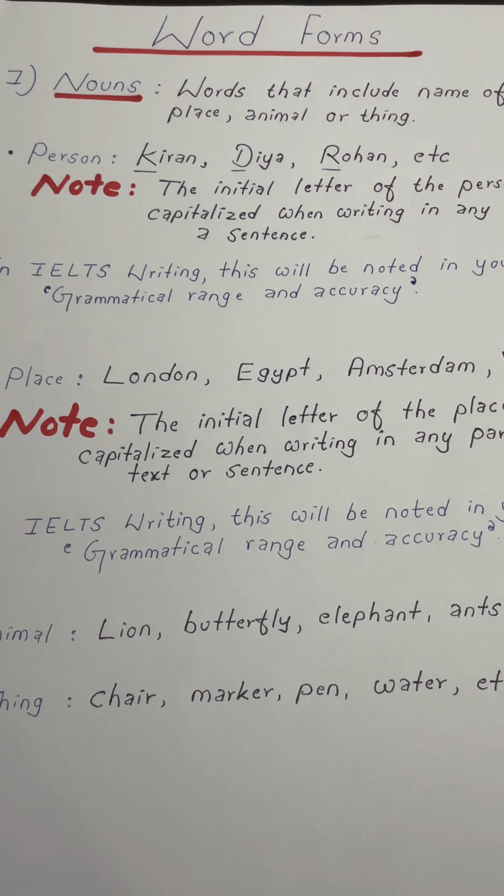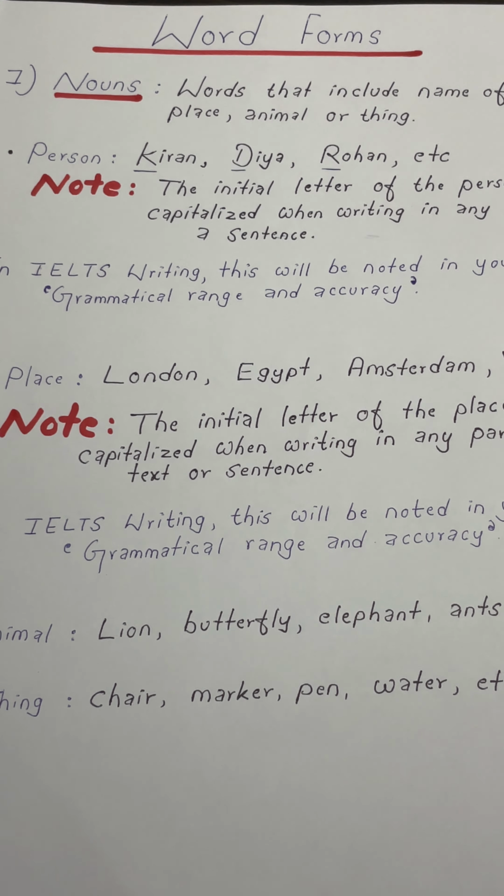Hi everyone, today I have come up with a new video on word forms, which is quite important for both writing task 1 and writing task 2. So what are word forms? Word forms are different versions of a word such as nouns, adjectives, verbs and adverbs that can be designed by adding prefixes and suffixes to a root word.